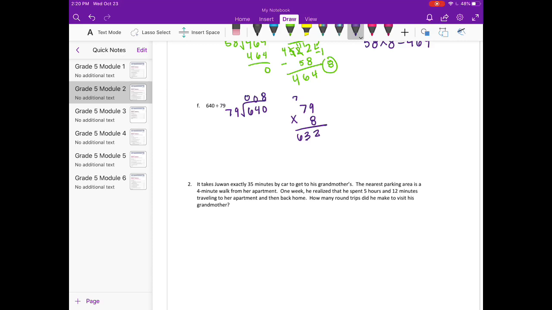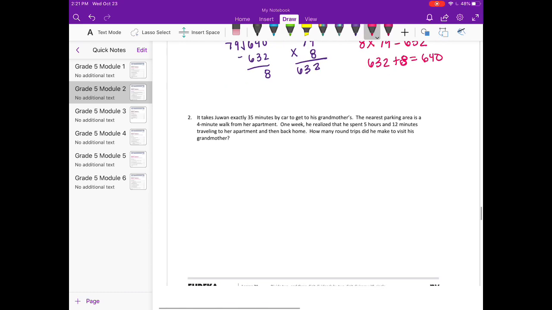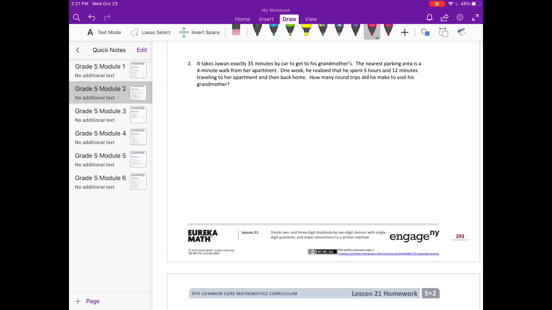So we can go in 8 times. We subtract. We would have 8, remainder 8. And our check would say 8 times 79 equals 632, and 632 plus 8 equals 640.